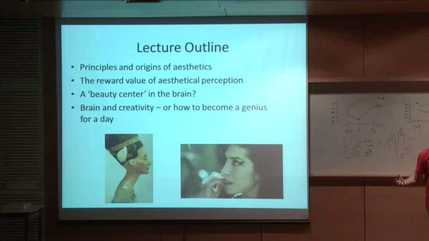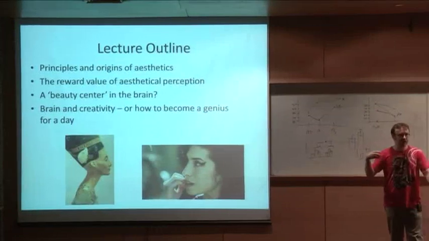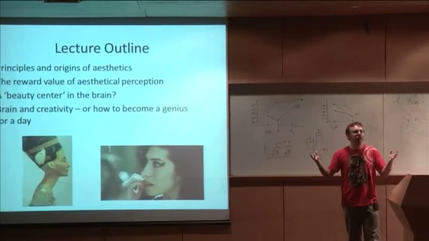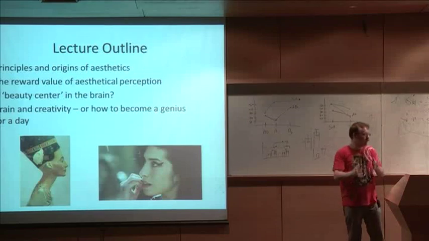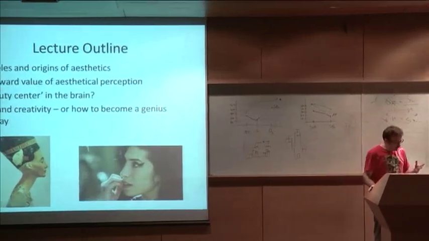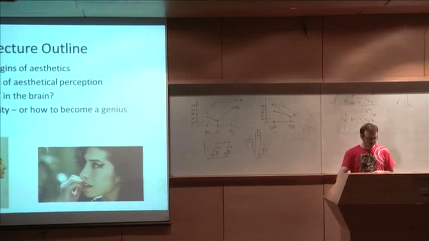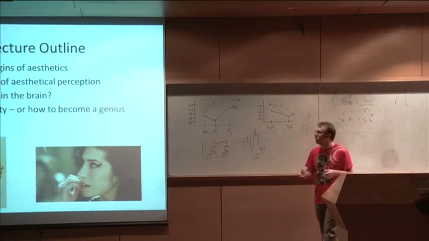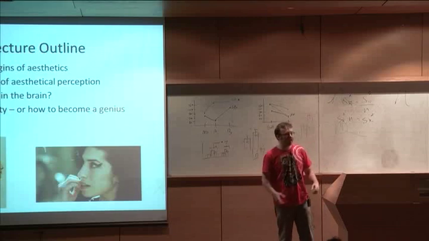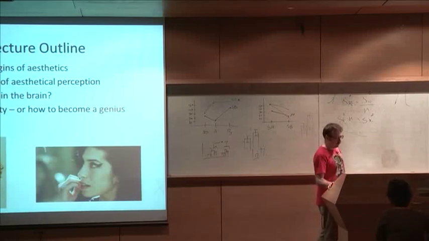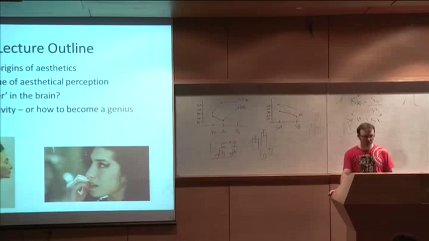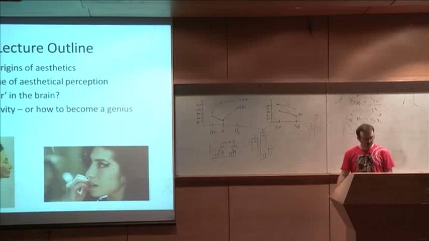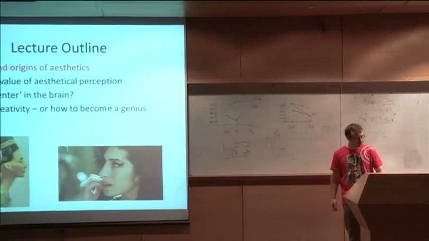And I'll talk about the possibility that a beauty center exists in the brain. So there is a center for vision, there are actually several regions that encode fear, so whether there is a single brain region that encodes beauty. And finally, I will describe some developments on creativity, whether it's possible to boost creativity by various manipulations of the brain, and what is the origin of creativity. So let's start with the principles and origins of aesthetics.